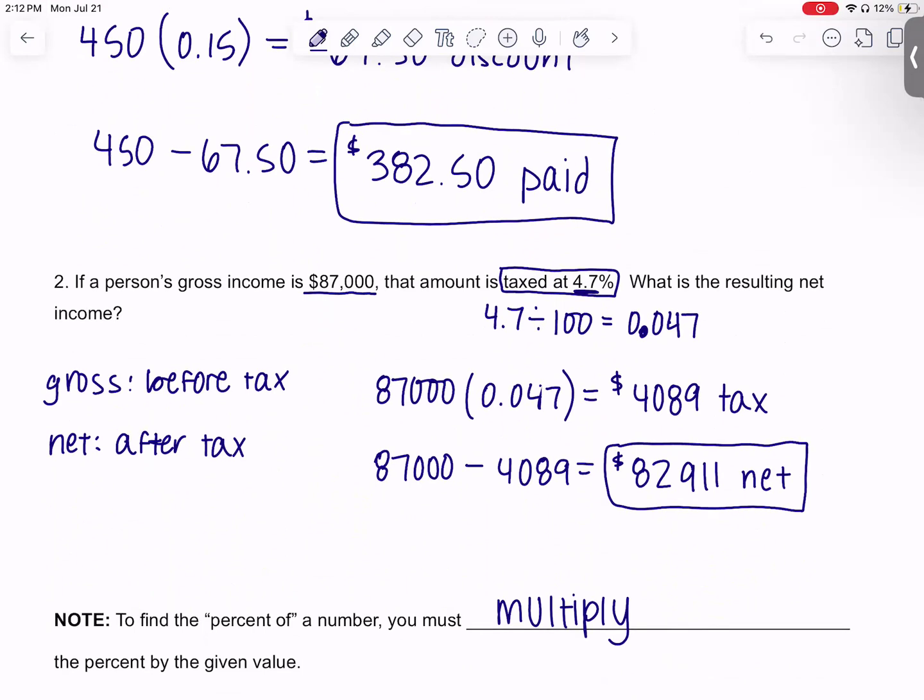The second one: if a person's gross income is $87,000 and that is taxed at 4.7%, what is the resulting net income? So for 4.7%, you need to divide that by 100. There's no value in the tens place of this percent, so our decimal will actually have a zero to start, 0.047. It's also important to know that gross pay is the amount you get before being taxed, and then your net pay is what you get after tax.